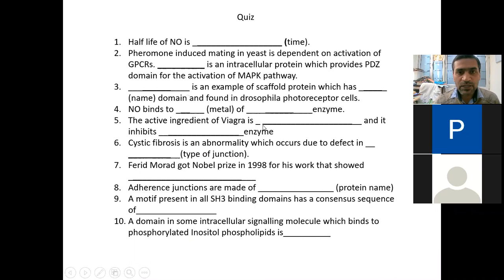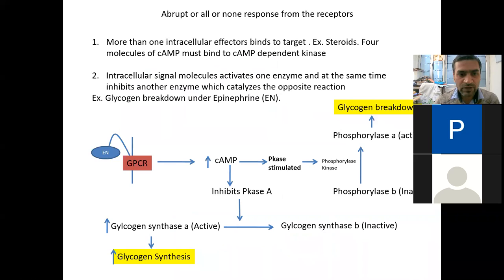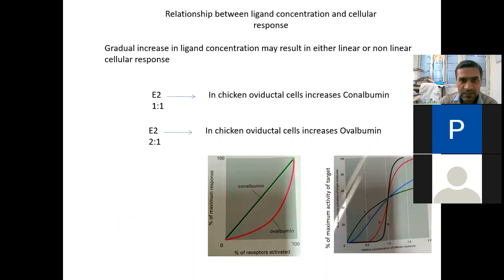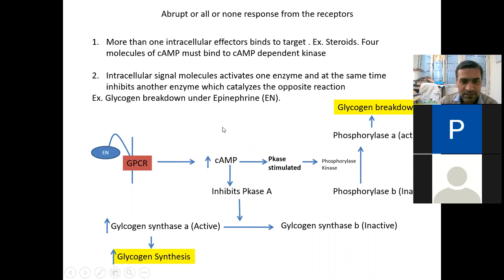So today, I think we had finished up to here, where I had asked also this question about what are the causes for non-linear responses towards certain ligands. Then there are the three reasons. One reason, and many of you had attempted also this question, that more than one intracellular effectors bind to the target. That is, the example is in the case of steroids. For example, 4 molecules of cAMP must bind to cAMP dependent kinase. So unless the response of kinase, that is the phosphorylation of the target protein, it will not happen unless there are at least 4 molecules of cAMP.